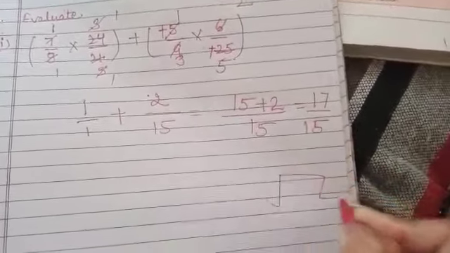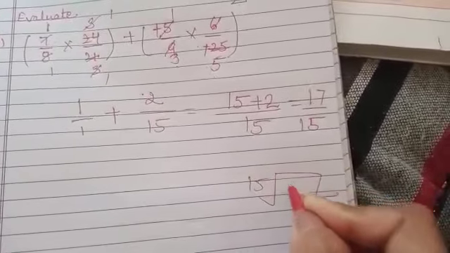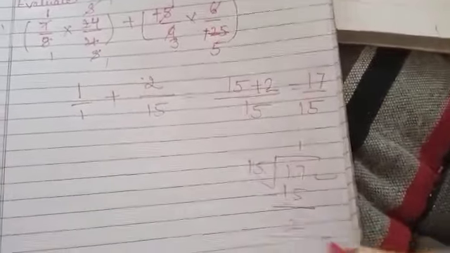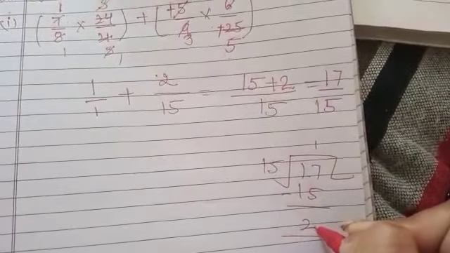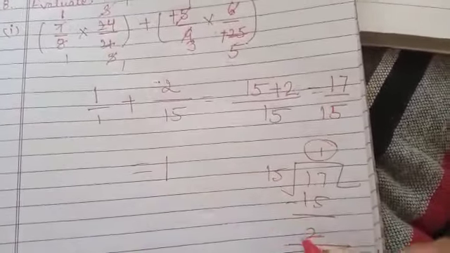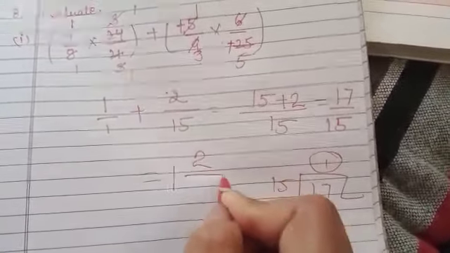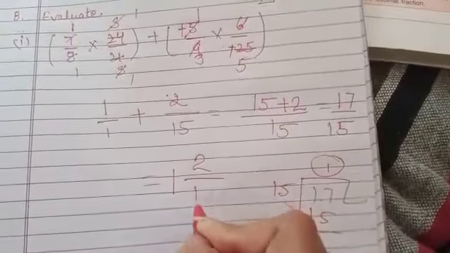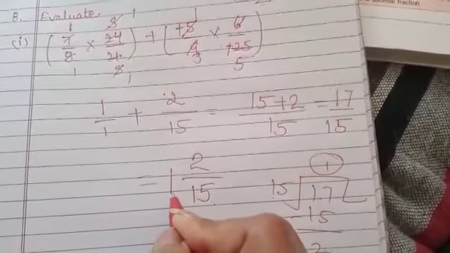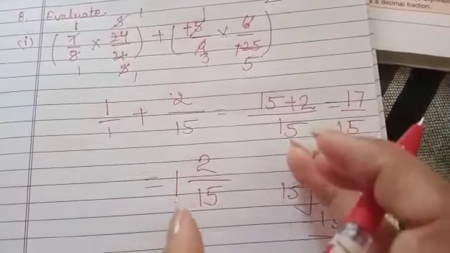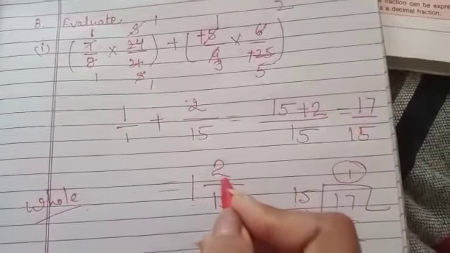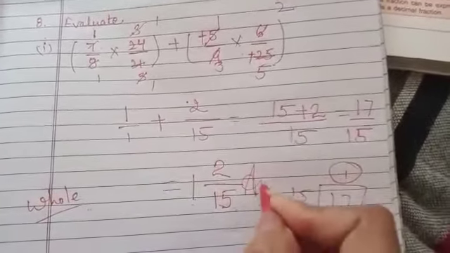I will show you with a question. 15 ones are 15, you will get 2. Whatever you get as the quotient will be written first. The remainder will be written as the numerator and 15 will be written as the denominator. It is a mixed fraction and you will read it as one whole, the whole meaning complete. One whole 2 over 15. We will read it in this way.